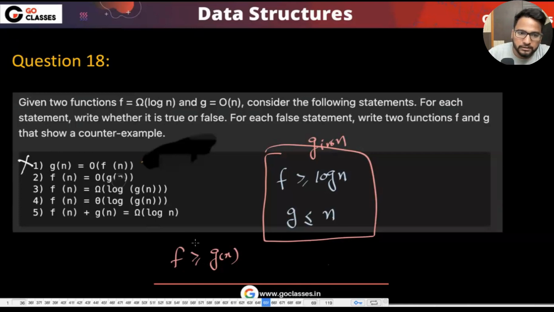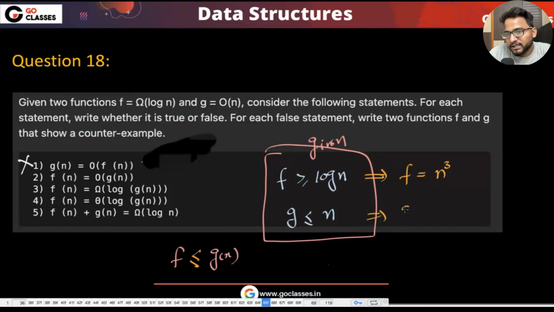Sorry, this G is greater than F is less than or equal to this G. Is it always the case? Can you tell me an example where it is false? They are saying F is greater than or equal to log n, right? F can be anything. F can be even n power 10, n power 5, or n cube, let's suppose. So from here, F can actually be n cube.